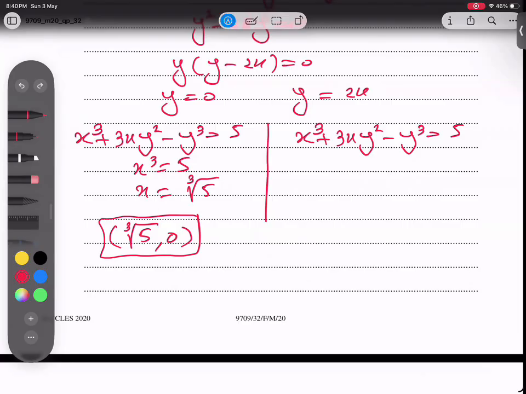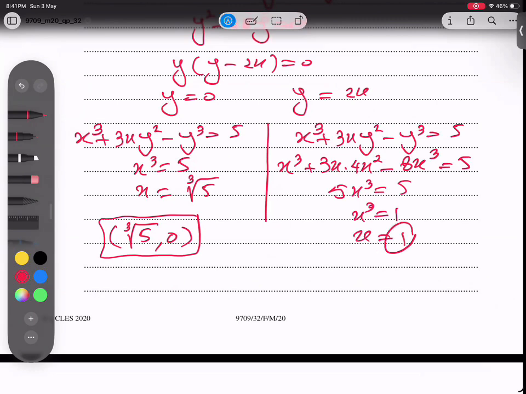Second choice, when I plug in y is 2x, each y is replaced by 2x. So this x cube is copied, 3x is copied, but this y square is replaced by 4x to power 2. And if I replace it here, I get 8x to power 3. So I got 12, 12 plus 1, 13. Out of 13, 8 gone, 5. So x cube becomes 1. Cube root of 1 is 1. So when I plug in 1 here, 2 ones are 2. So y, I'm getting 2. So the point is (1, 2). I hope the point is very clear, and we have completed this question.